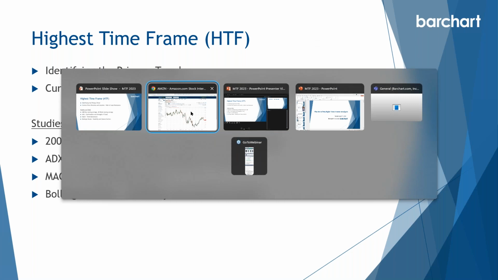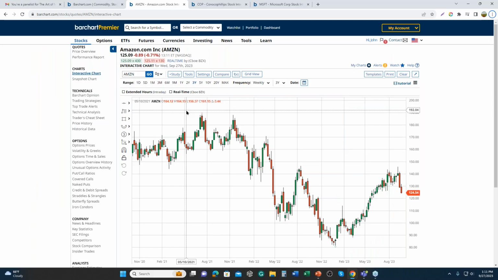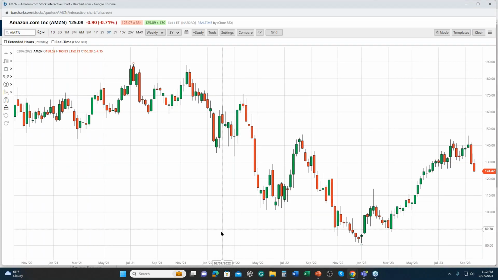Okay, so let's do this. Let's see, where am I at? Okay, here we go. I'm going to go to Amazon here, and first thing I'm going to do is pop this chart out. It's just going to make this a lot easier for me to do this demonstration. I don't want to condense it on a small chart. So let's just do this multiple time frame analysis.